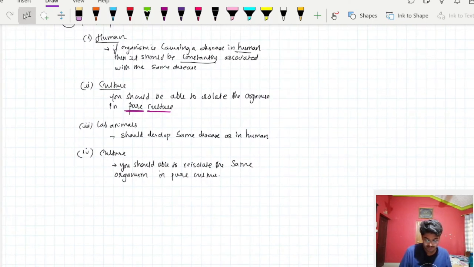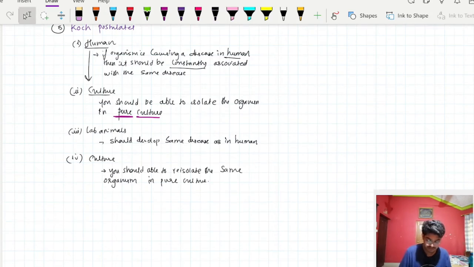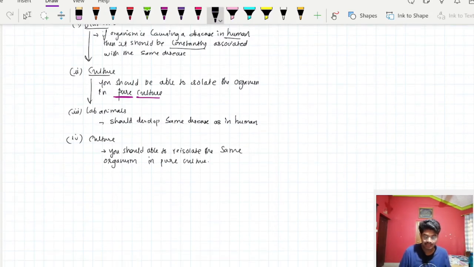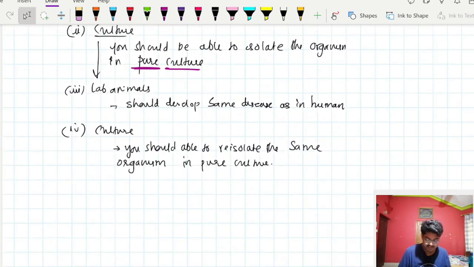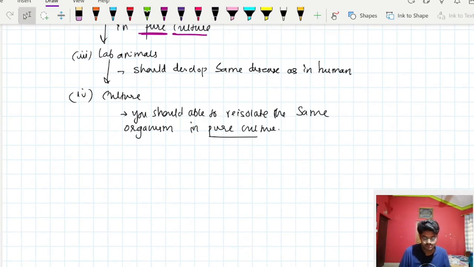So you see, there is a sequence. First we talk about humans, that means it should cause the same disease in all humans. Then you should be able to culture it in pure culture media. Then if we inject it in lab animals, it should cause the same disease. Then from the lab animals, we should be able to re-isolate and culture it again in pure culture media. So these are the first four postulates introduced by Koch.